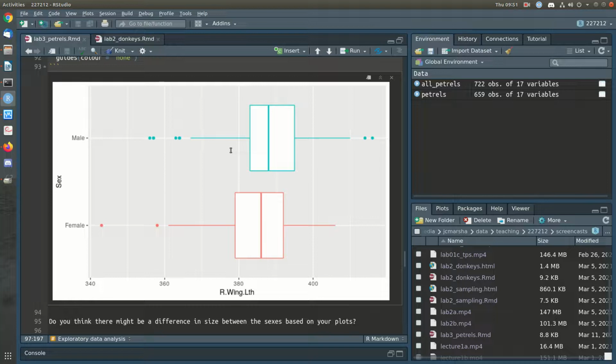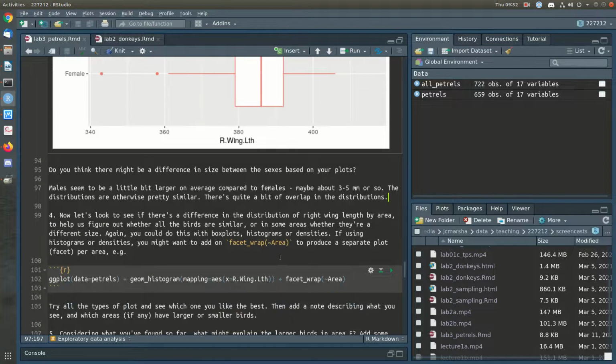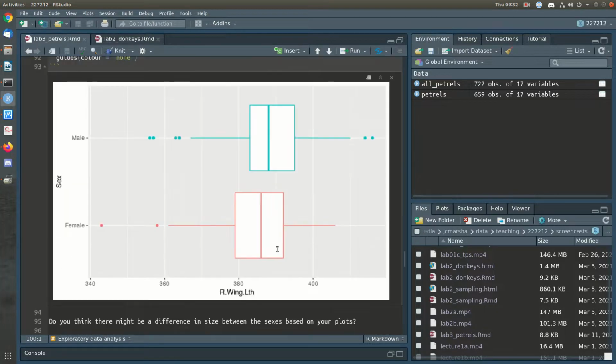So this is where the power of inference comes in later on. It's kind of saying, essentially, we're comparing it to some random case. So we're comparing what we see in our graph to what we'd expect due to random variation. So we'll see that later on. Okay, so that's sex. So our conclusion is males are bigger than females.